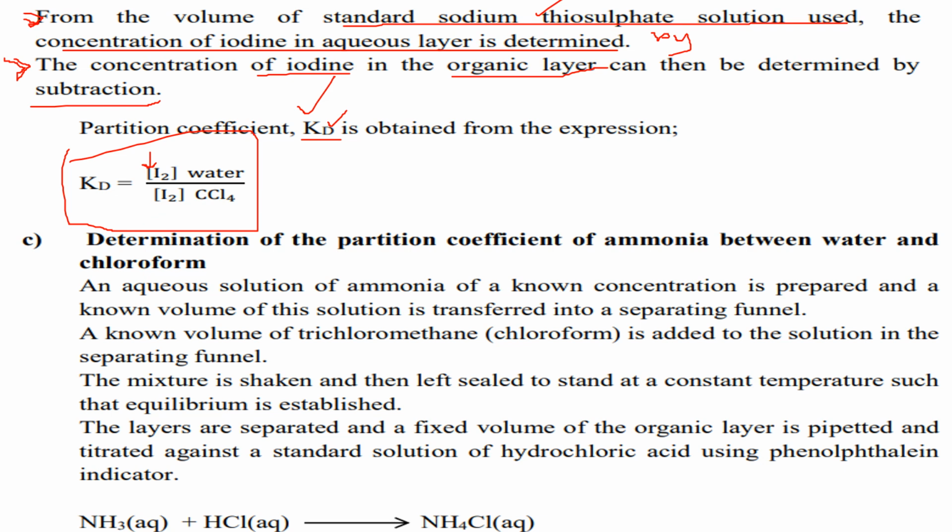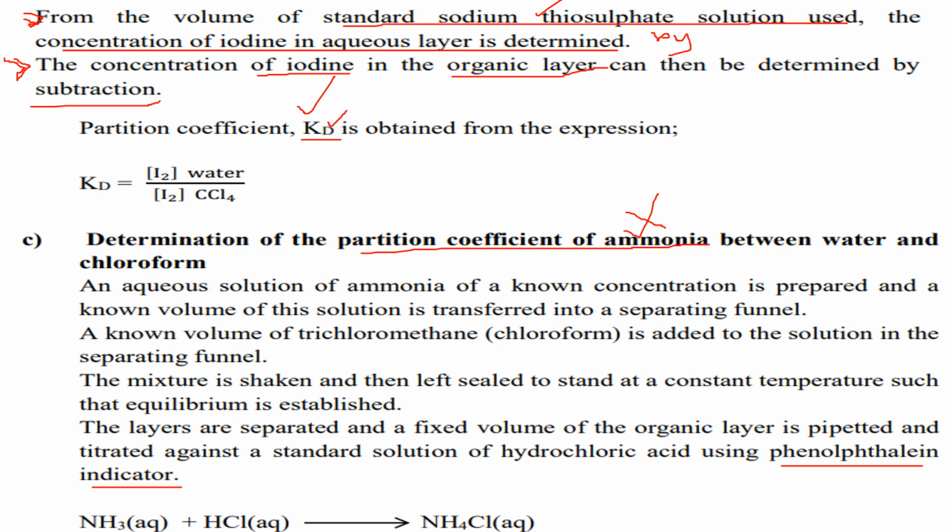So in proceeding, for part C, we are going to look at an experiment for determining the partition coefficient of ammonia. Now ammonia here is our solute. Ammonia is an alkaline compound, so we are going to titrate it with a standard acidic compound. And whenever it's titrated with a standard acidic compound, we use methyl orange as our indicator, but here I made a mistake and wrote phenolphthalein. So let's proceed.